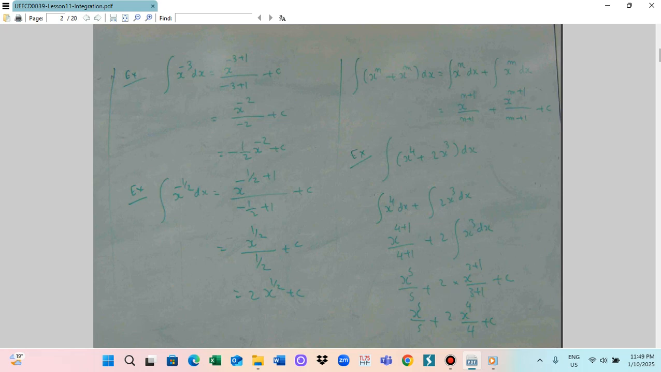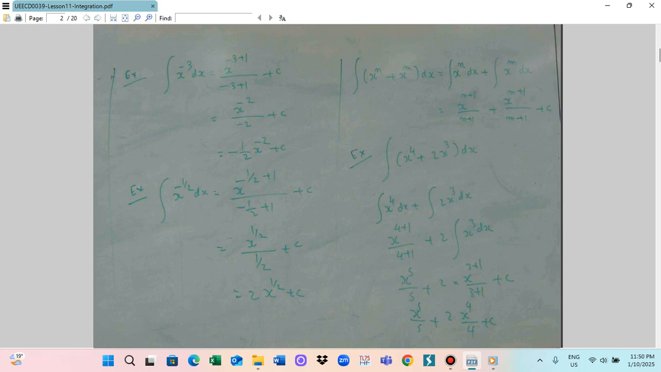And another one is the integration of h power minus half dx. This is also the same way. H power minus half plus 1 divided by minus half plus 1, plus c. So minus half plus 1 is half, so this becomes 2 h power half plus c. So this is for the integration equation.